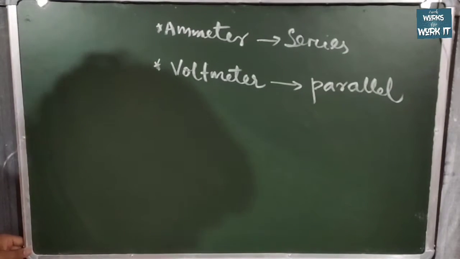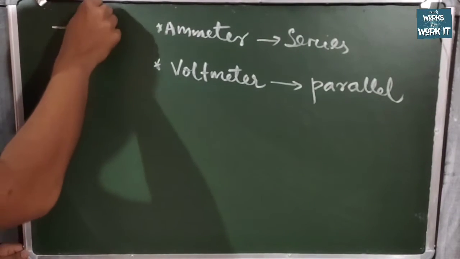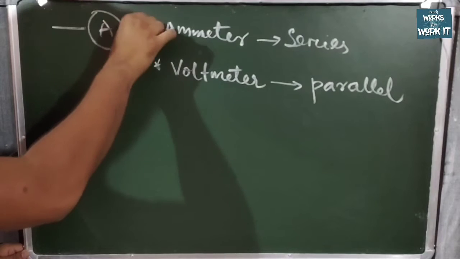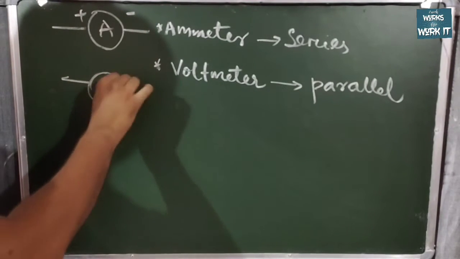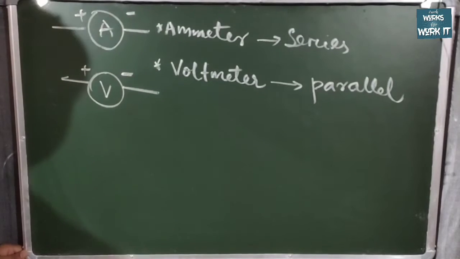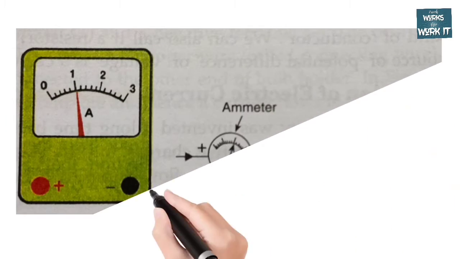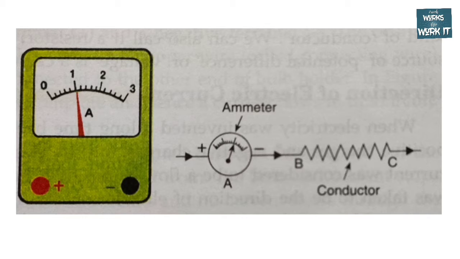If we see the symbols of each one, for ammeter the symbol will be this one, and for voltmeter the symbol will be this. So if we see clearly here, on the left side it has given the diagram of an ammeter. Ammeters are generally like this, and then on the right side, if you see, the ammeter is connected with the conductor in series, one after another.